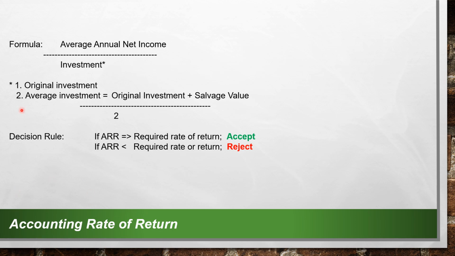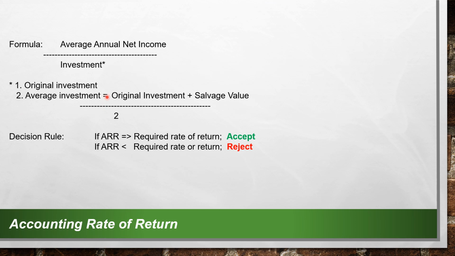Okay, so here we have the accounting rate of return. For accounting rate of return, our formula would be average annual net income divided by the investment. Take note that among all non-discounted models, only ARR, accounting rate of return, uses the net income figure, because all the rest use annual cash inflows, right?